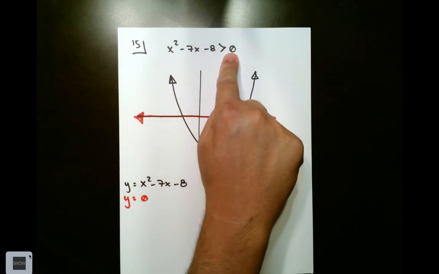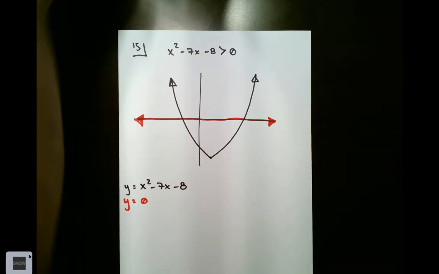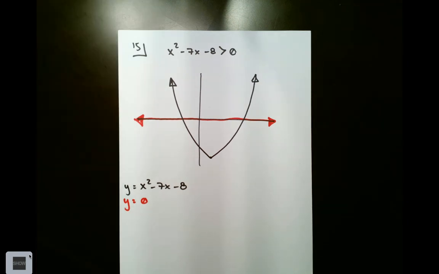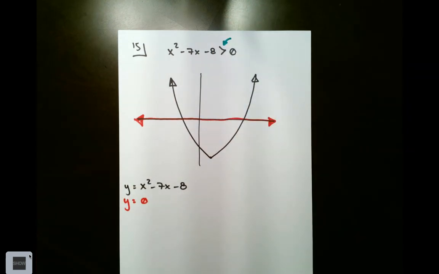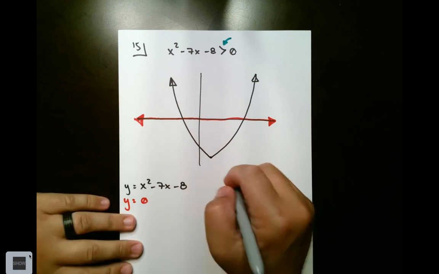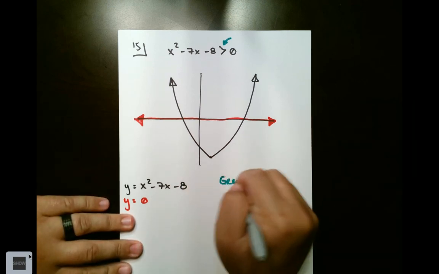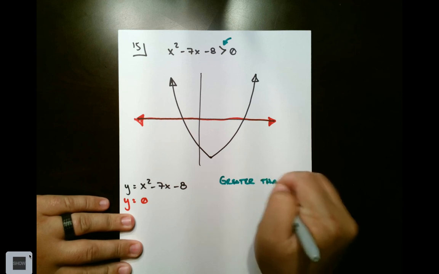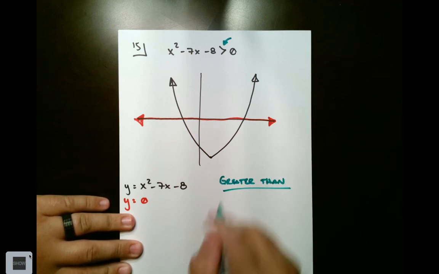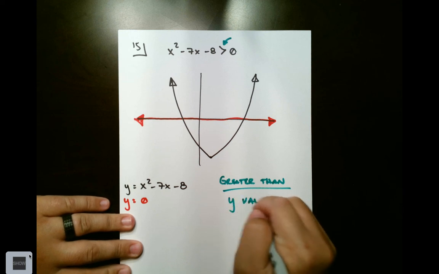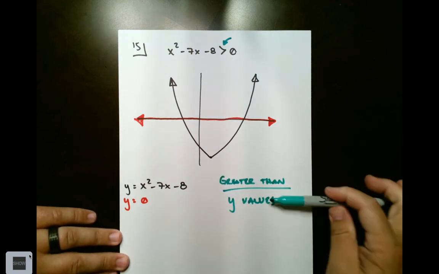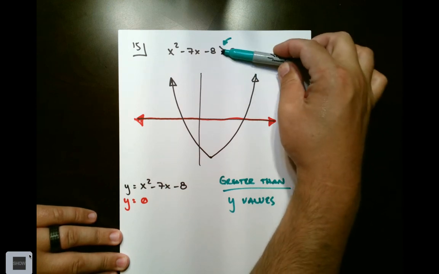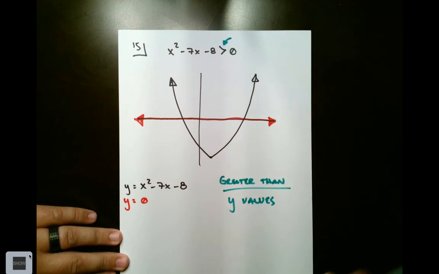Graph the parabola, graph that line, y equals 0. What I want to really emphasize here, and the thing that can be a little bit confusing, is this inequality symbol. That inequality symbol is greater than. When I say greater than, what I'm emphasizing is all of my y values. All the y values that are greater than. So when this is talking, I want to just talk about the y values that are greater than 0. So let's take a look at that.